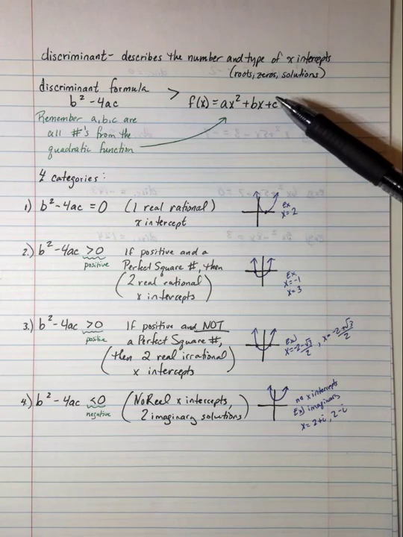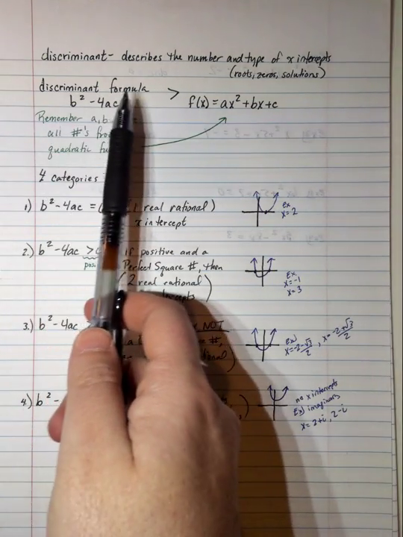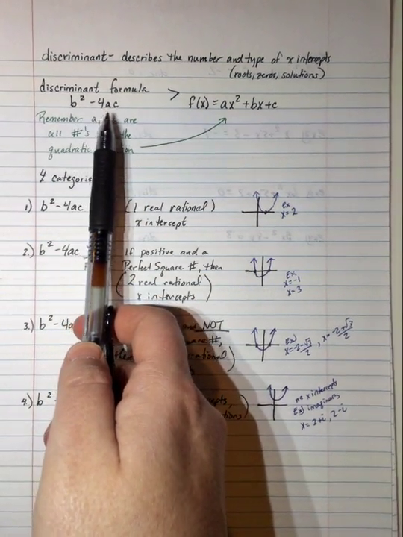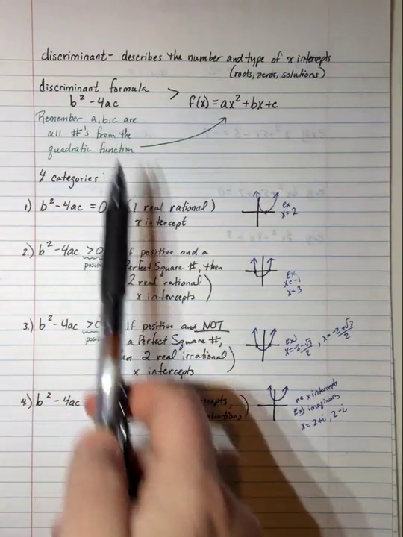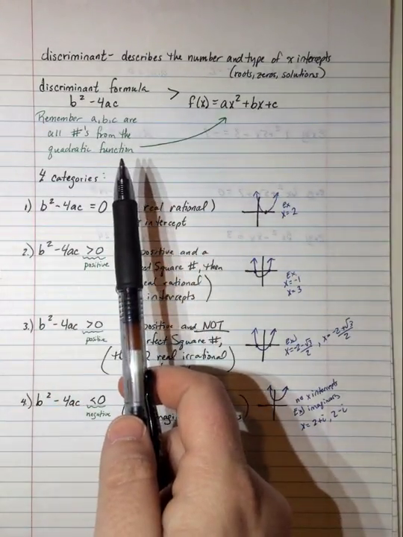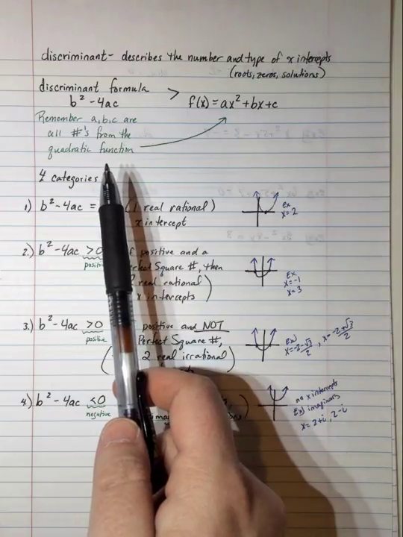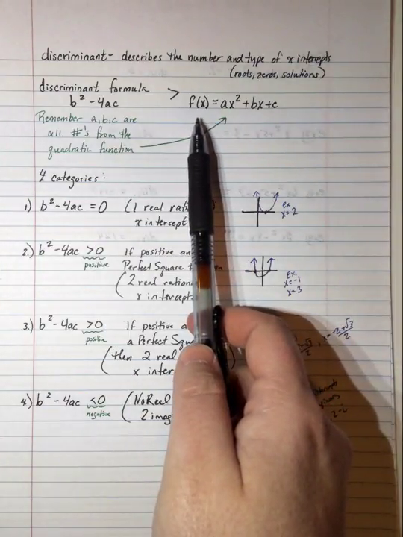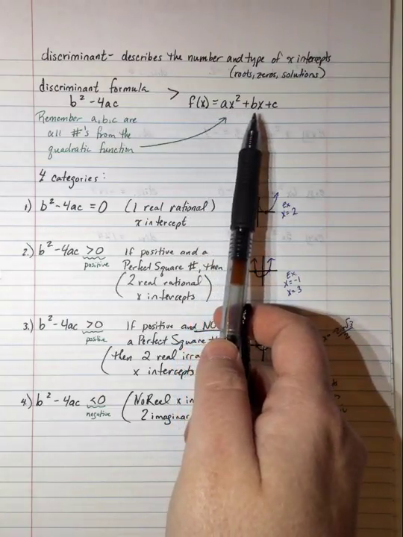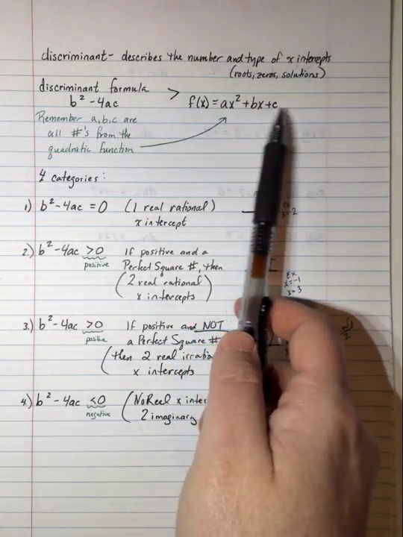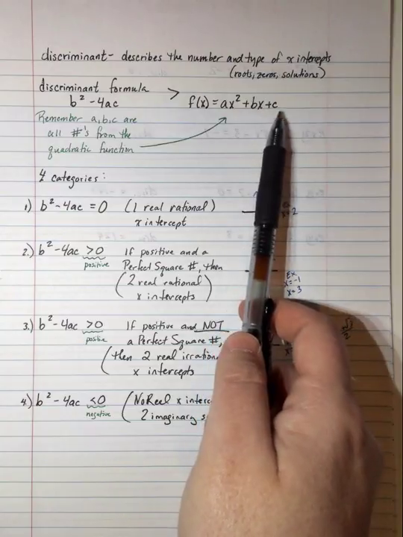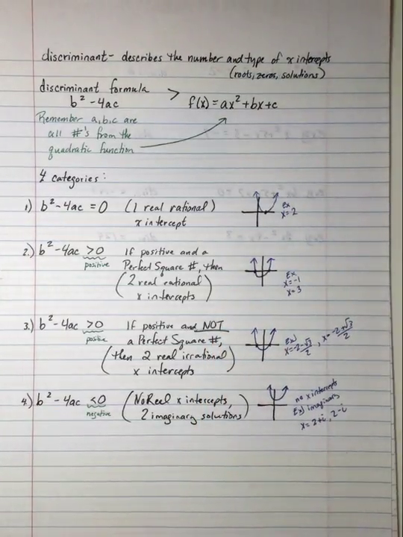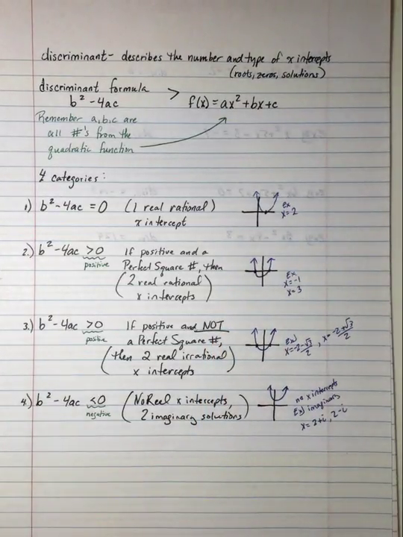We do that with something called the discriminant formula, which is b squared minus 4ac. Remember that a, b, and c are just numbers, the coefficients, from the quadratic function. For example, we give you the function f of x equals ax squared plus bx plus c. So a, b, and c is what we're going to focus on today. Once you get your discriminant, it's going to be a number, and that number is going to fall into one of 4 different categories, which we'll explain below.